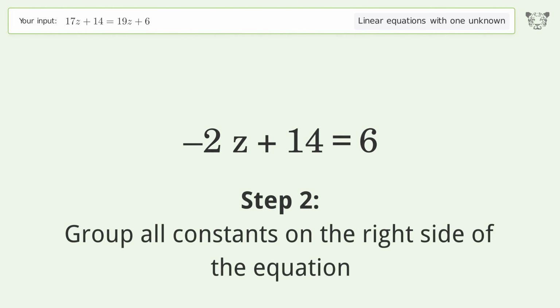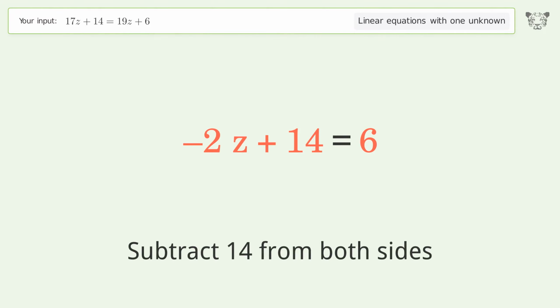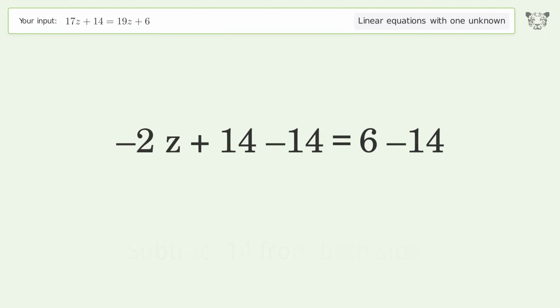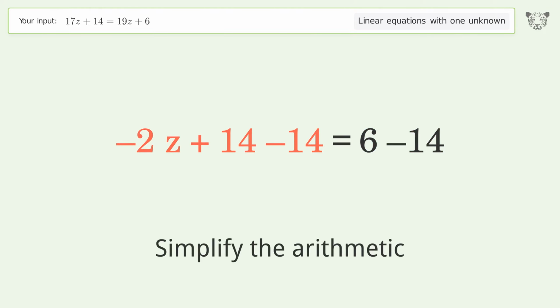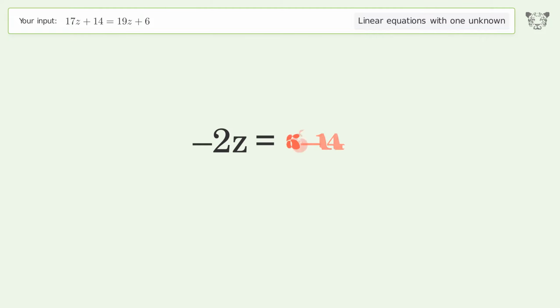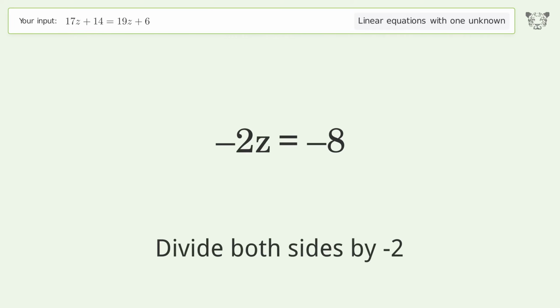Group all constants on the right side of the equation. Subtract 14 from both sides. Simplify the arithmetic. Isolate the z. Divide both sides by -2.